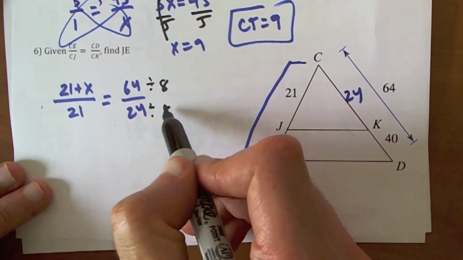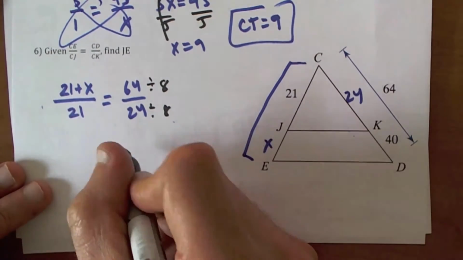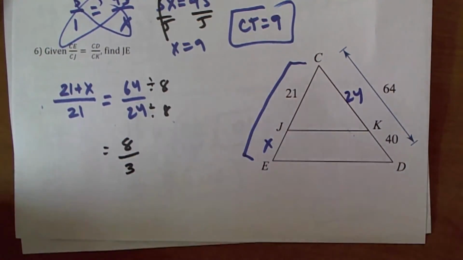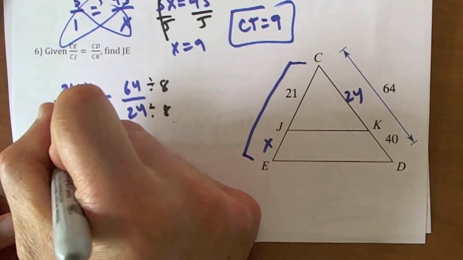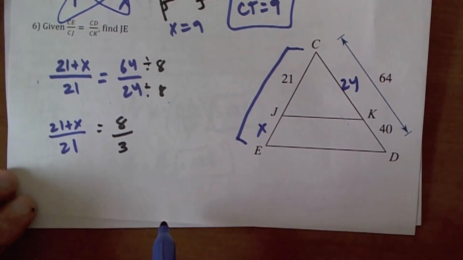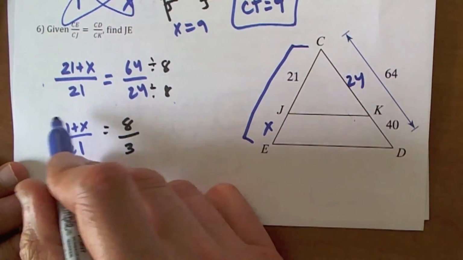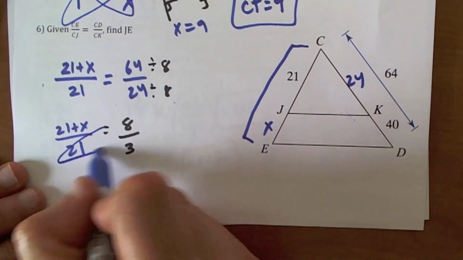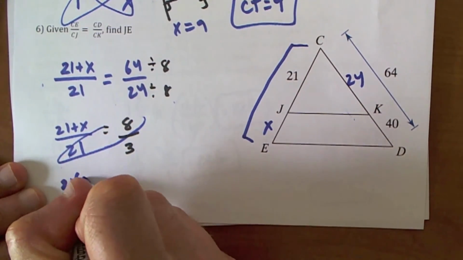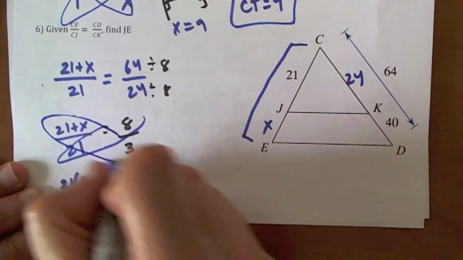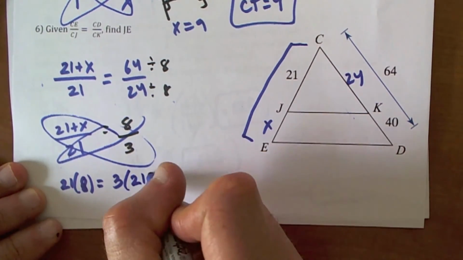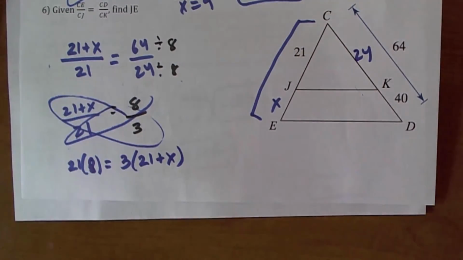So if I divide by 1, 64 divided by 8 becomes 8, and 24 divided by 8 would be 3. 8 over 3, so much easier. Okay, and I'm going to solve for this x here, so I'm just going to cross multiply. Again, I've got a proportion that I can cross multiply. 21 times 8 equals, and a mistake people might make is just going 3 times 21 plus x without remembering it's the quantity. You have to put the parentheses there.